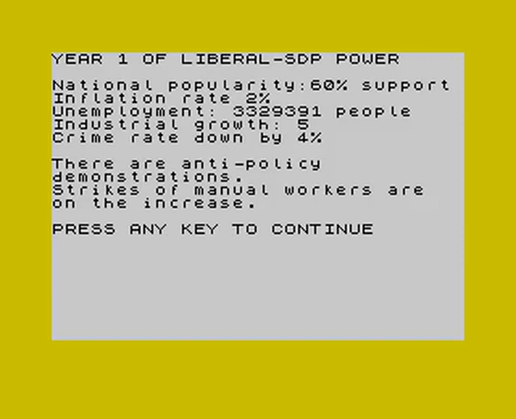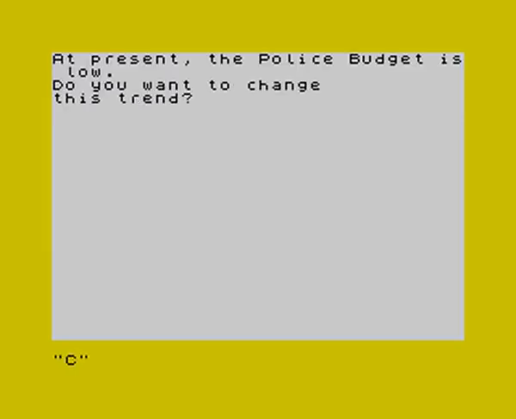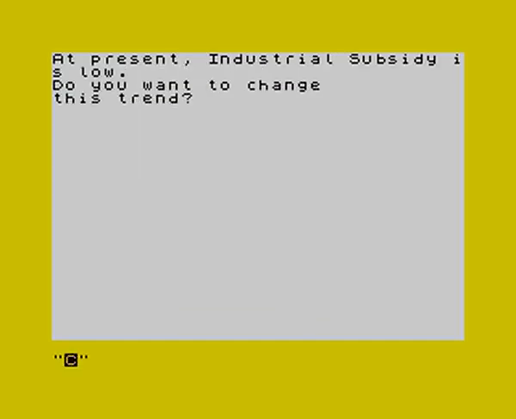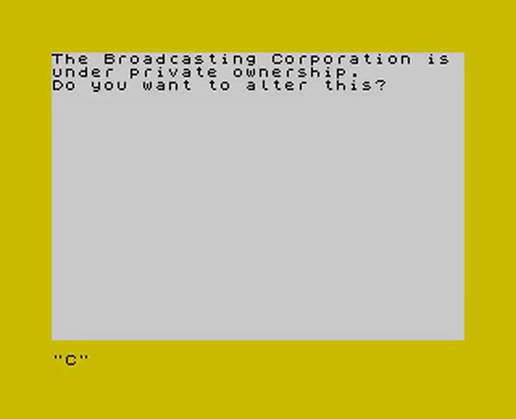The anti-police demonstrations and the workers striking mean that the middle classes and the lower classes are a bit sniffy with us. Police budget is low. Well, let's keep that as it is. Defence budget low, keep that as it is. Let's keep tax low. We're pretty popular. Industrial subsidy, let's keep it low. Health budget is low. Let's increase the health budget. And education, let's keep salaries as they are. Don't want to rock the boat.